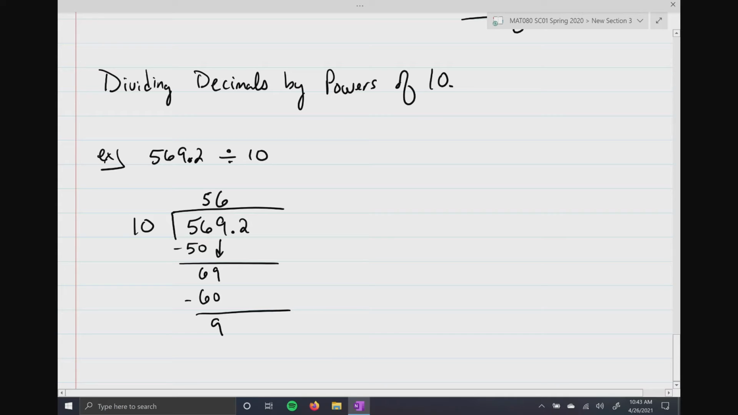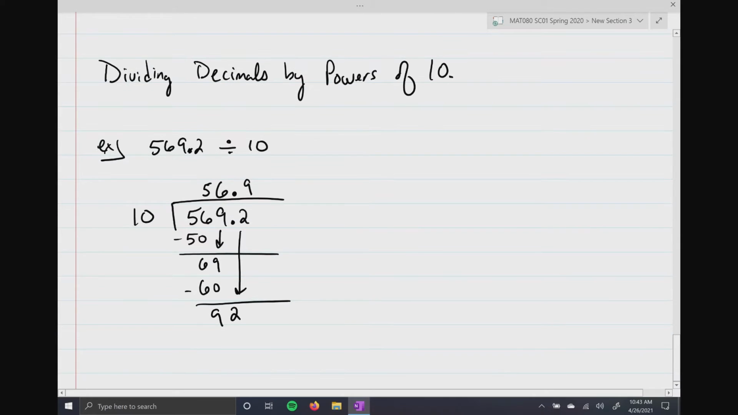I subtract. Don't forget to put your decimal in the quotient like I did. I forgot to do that. Drop down the 2. 10 goes into 92 9 times. When I subtract, I get a 2, so I need to put a 0 and drop it down. 10 goes into 20 twice. So you get 56.92. So that's the long way.